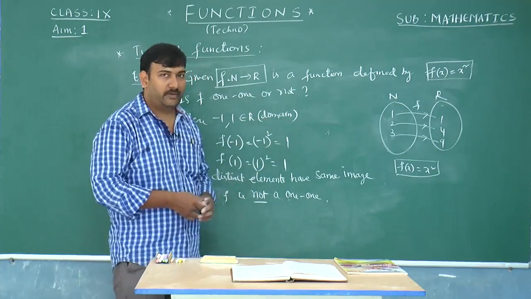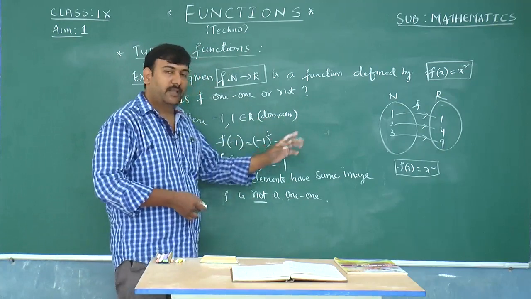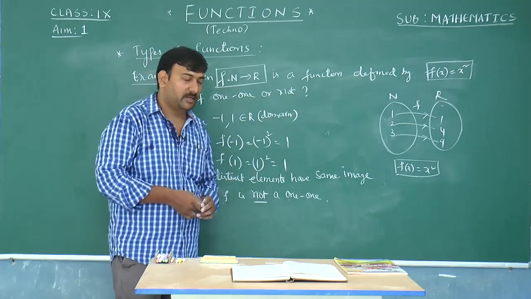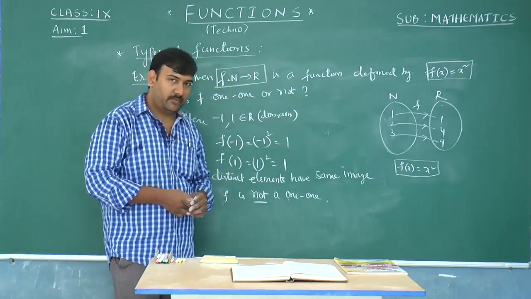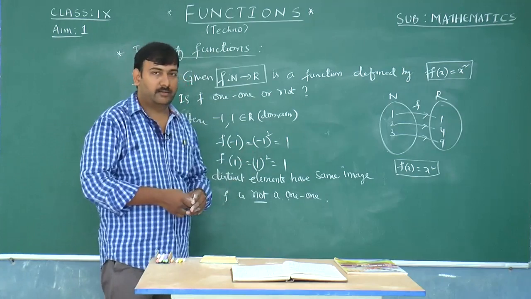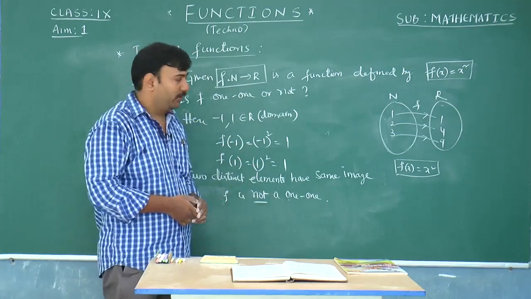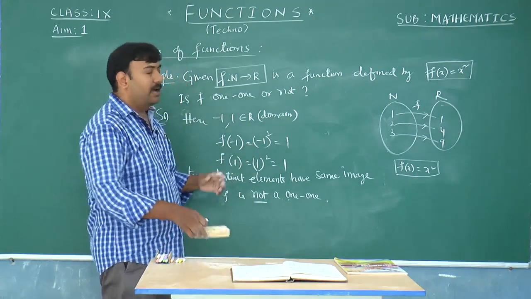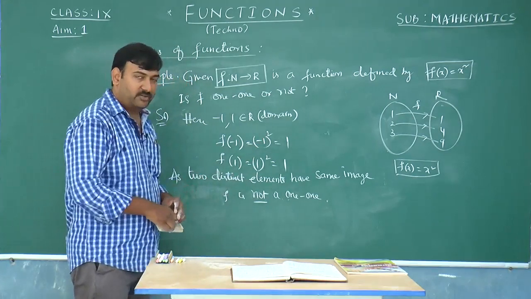If it is a one-to-one function, make use of the property and prove that the function is one-to-one. If it is not a one-to-one function, just give an example showing why it is not, and conclude your answer. So this is the example related to the property of one-to-one function. Let us go with the other definitions of one-to-one function.